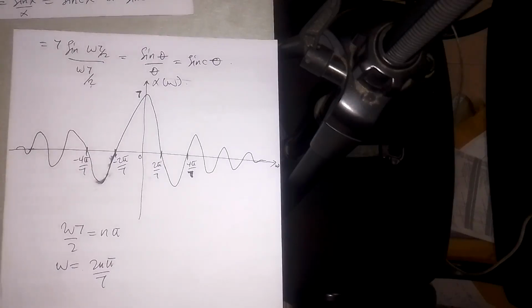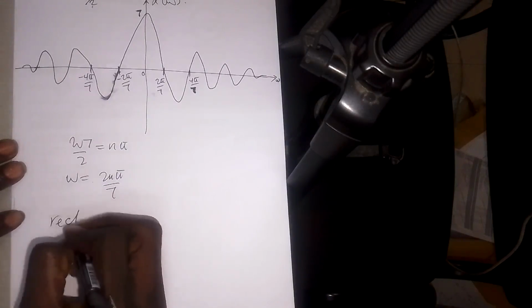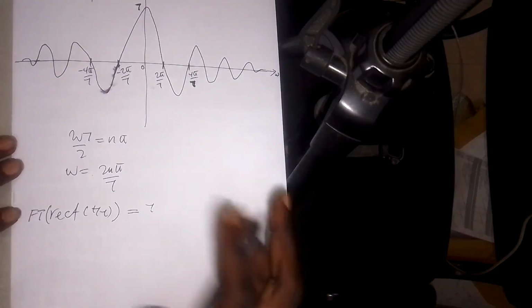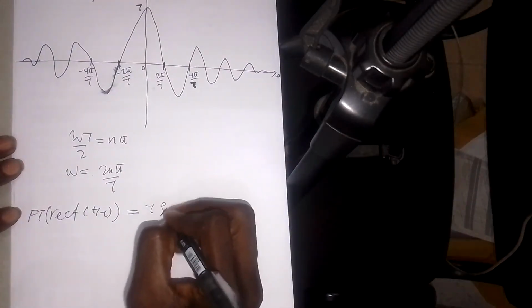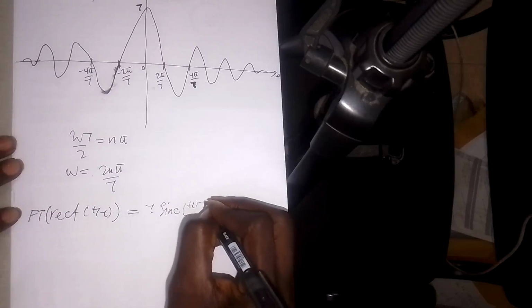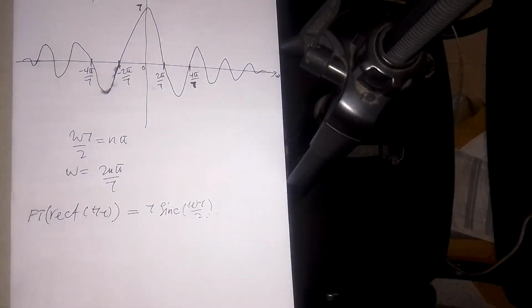That is how you can solve this particular question. In summary, the Fourier transform of a rectangular pulse, which is t on tau, is equal to tau into sinc of omega tau on 2. This is the Fourier transform of a rectangular pulse.